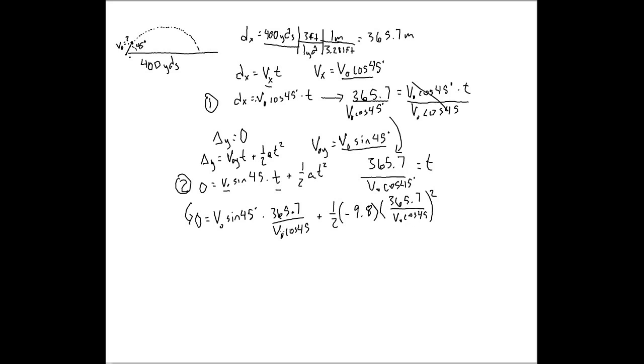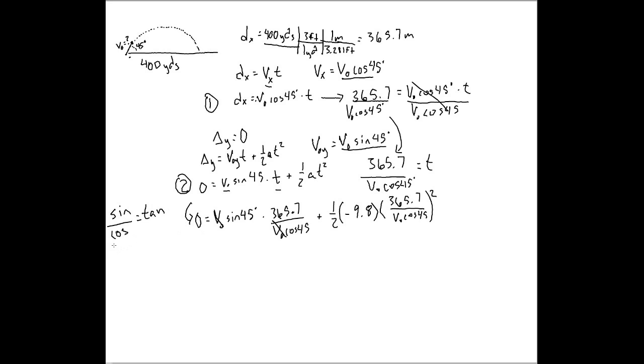Now, if you look over here, I've got a V naught on top and a V naught on the bottom. Gone. Now, sine over cosine. Do you remember? Well, in case you don't, it is tangent.